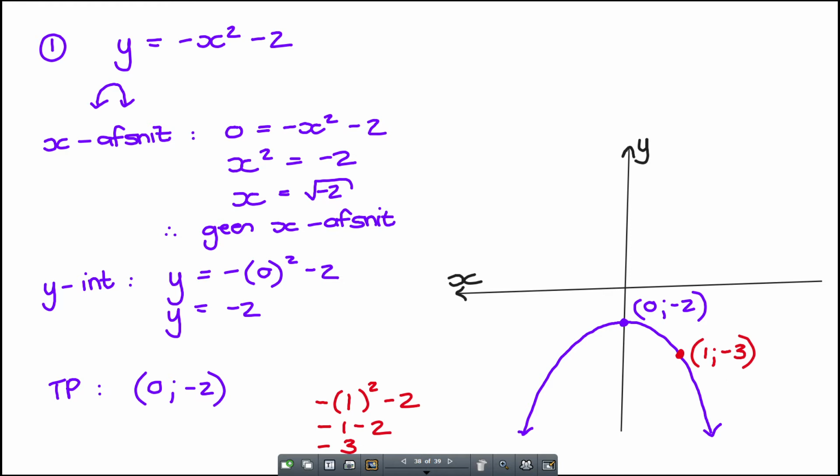Okay, let's say I substitute minus 2. Okay, then that minus stays. Minus 2 squared will become 4. Nee, en dan minus 4 minus 2 geef my minus 6. So as x minus 2 is, dan gee y vir my minus 6.